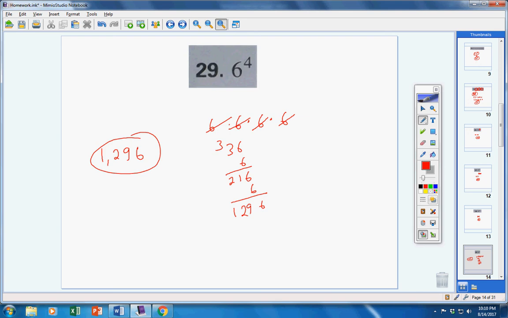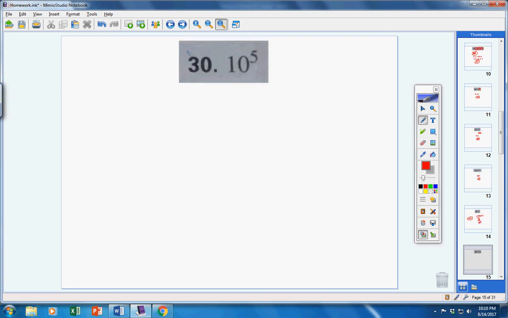Moving on to number 30. 10 to the 5th power. So we're going to write the 10 5 times, and we're going to multiply. 10 times 10 is 100, times 10 is 1,000, times 10 is 10,000, and 10,000 times 10 is 100,000.